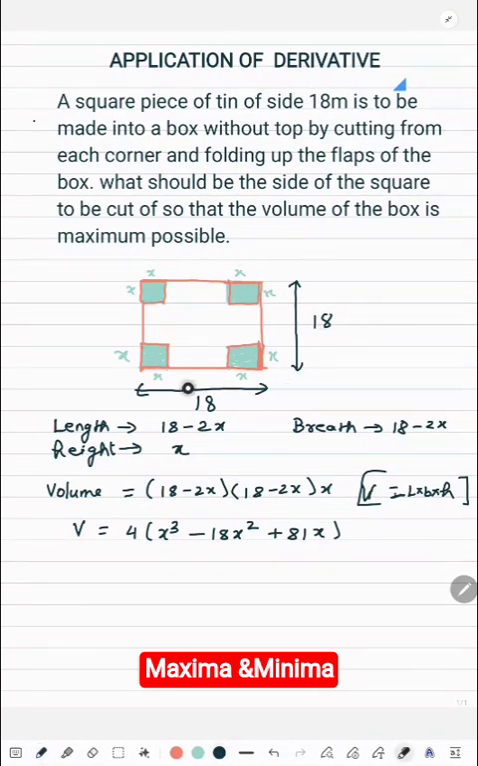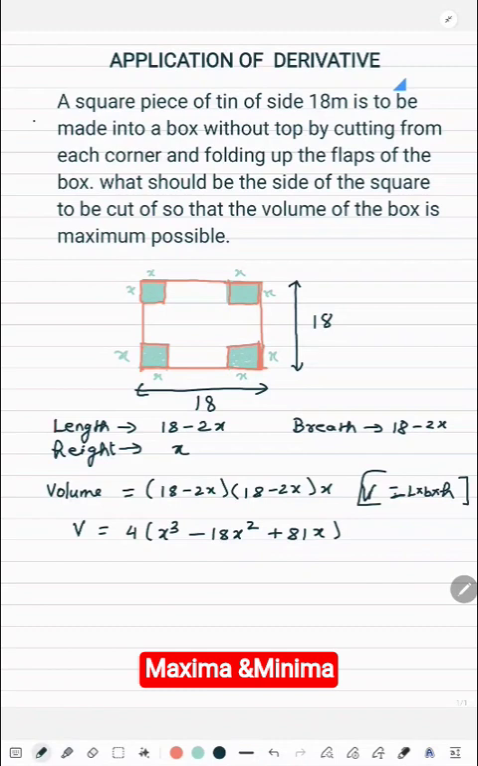Now this is the tin. So what we are doing, these corners we have to cut and we have to fold this portion. So clearly the box which you are creating, what will be the length? The length will be 18 minus 2x and the breadth will be 18 minus 2x. And what will be the height? Since you are folding this, the height will be x, right?